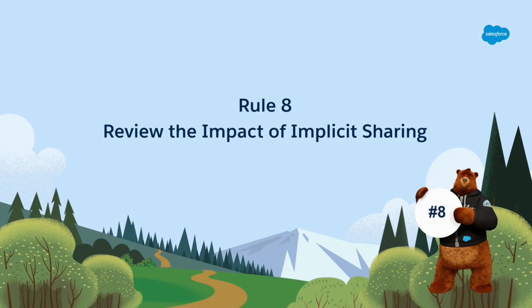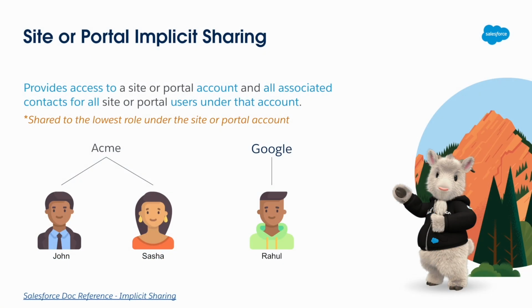So rule number 8 states, review the impact of implicit sharing. Implicit sharing often gets missed when it comes to external sharing for site users. Site or portal implicit sharing provides access to the portal account and all the associated contacts for all the site or portal users under that same account. So going back to our same example, from John's perspective, John can now see the account ACPay as well as Sasha's contact record. Now, don't confuse this with the user site visibility settings. There, we are talking about the user object. Here, we are talking about account and contact.